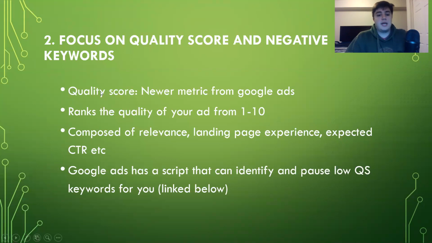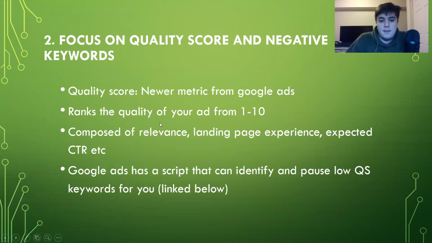So quality score, in case you don't know, it's a newer metric from Google Ads. I think it's about a year old at this point, definitely younger than this course. So quality score is Google's way of ranking the quality of your ad from 1 to 10. 1 is the worst, 10's the best.